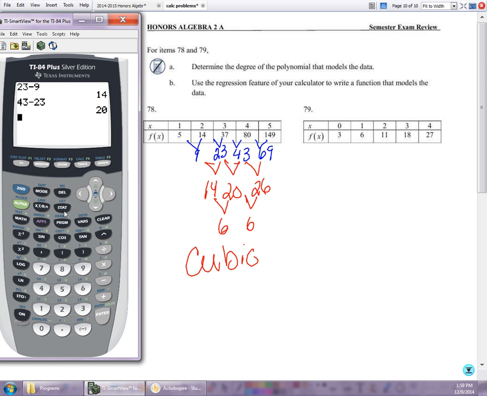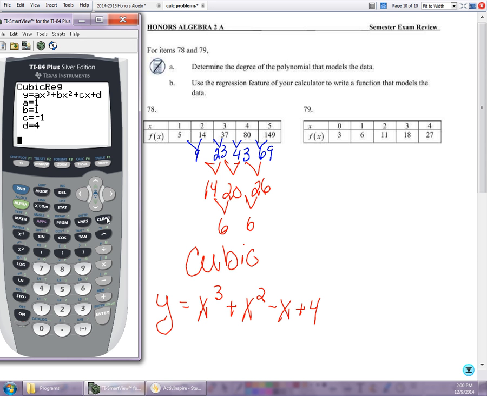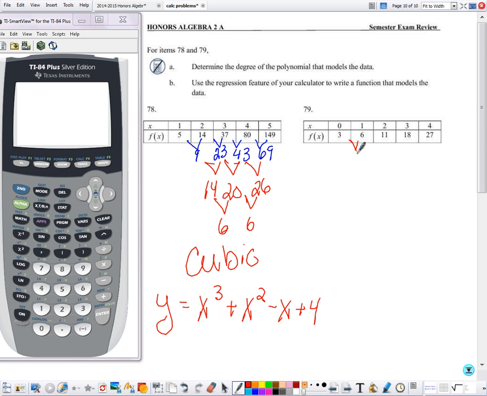Quit, stat, calculate. And this time we said it was cubic, so that's choice 6. So that's 1x to the third plus 1x squared minus x plus 4. Okay, we're going to repeat the same process for b. Or clear. So I have to subtract. Subtract again. They're all 2's. Because it was the second subtraction, it's quadratic.